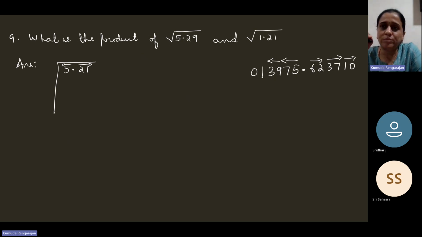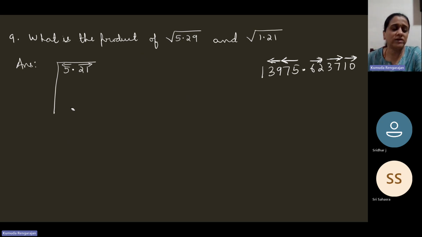You'll have to group the digits of the number in pairs. The direction is different. After the decimal point in this direction, 623710. Before the decimal point in this direction, 7539 and 1 stands alone.